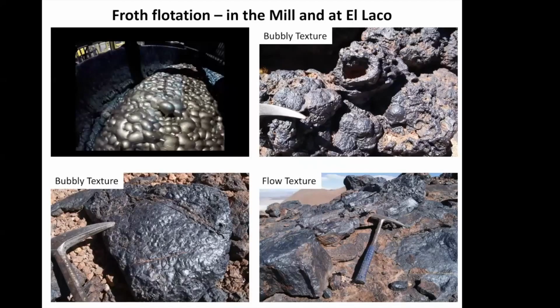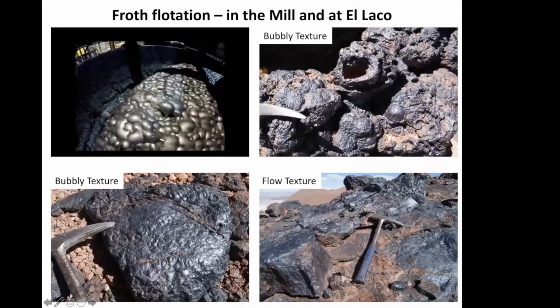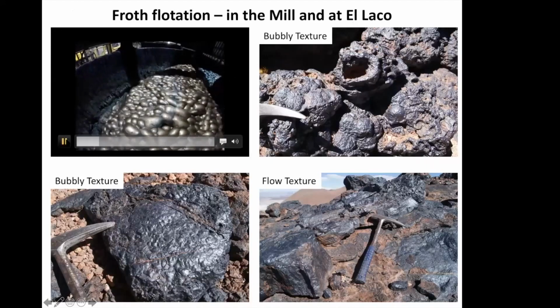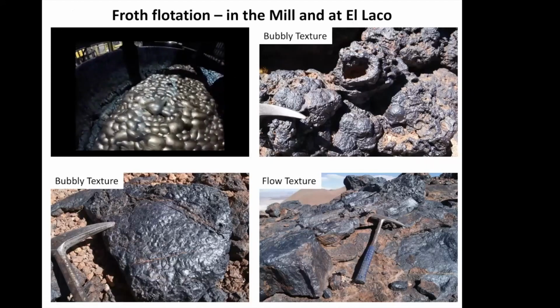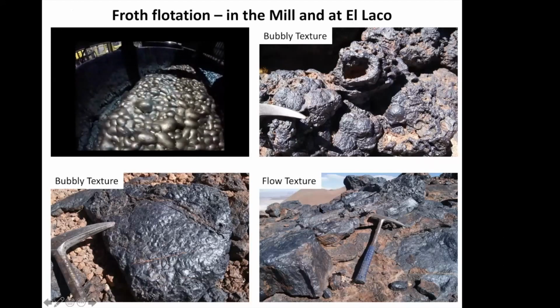So when you look in the literature for examples, these on the right-hand side and then the bottom are the textures we see. And if you can imagine, well, what would a magnetite fluid suspension look like if it is emplaced and vents at the surface? Here I've got a video of froth flotation. So notice froth flotation and look at the similarity in the textures that we observe at El Laco, right?